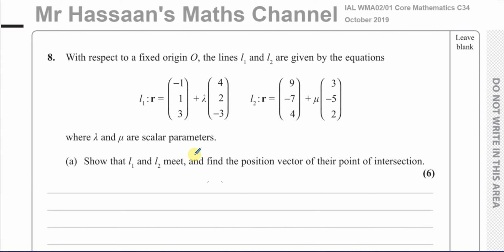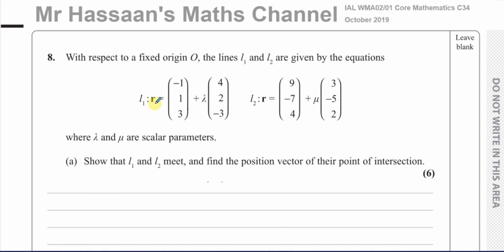Here we have question number 8 from the October 2019 International A-Level Edexcel C34 paper. This question is about vectors and relates to questions from P4 in the new syllabus. It says, with respect to a fixed origin O, the lines L1 and L2 are given by the following equations.